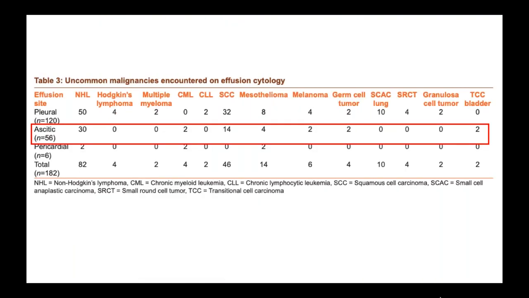The other uncommon malignancies that they found in the ascitic fluid were non-Hodgkin's lymphoma, some 2 CMLs, mesotheliomas, melanomas, germ cell tumors. Okay. But NHLs were very common. NHLs and squamous cell carcinomas.